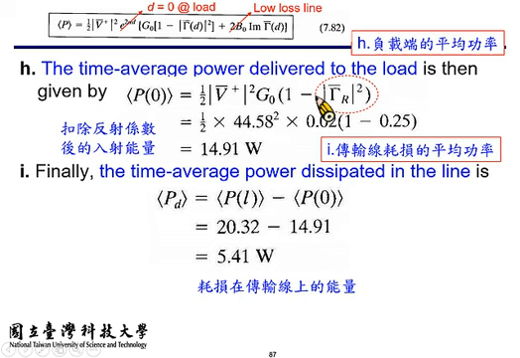And the very last question is how much power is lost on the transmission line, which is the difference between the power delivered to the transmission line and the power delivered to the load.